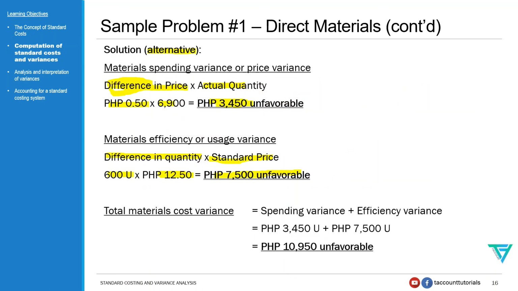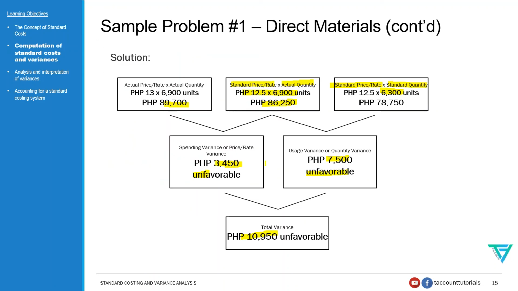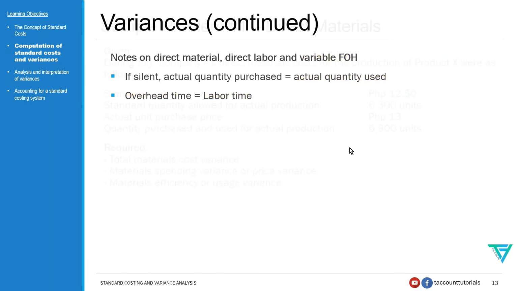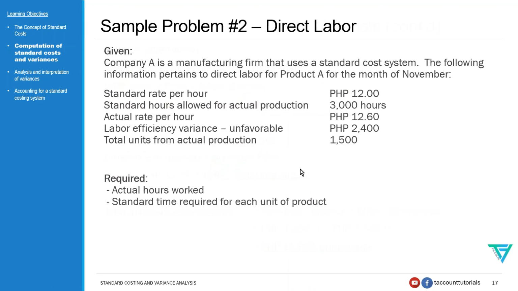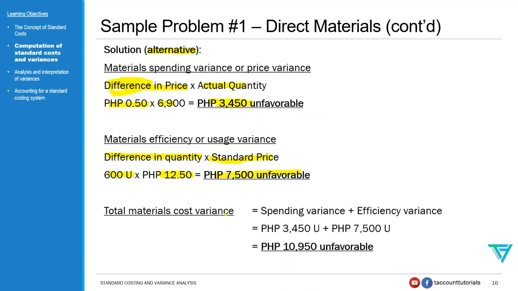So just to get the 600 units difference in quantity here, this is actually the difference between 6.9 and 6.3, right? Which is 600 units. And then lastly, total materials cost variance would still be the sum of the spending variance and the efficiency variance. 10,950 unfavorable.